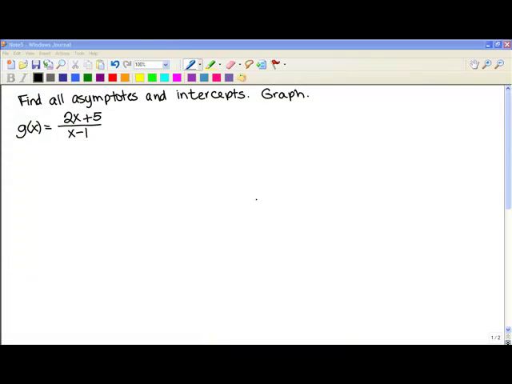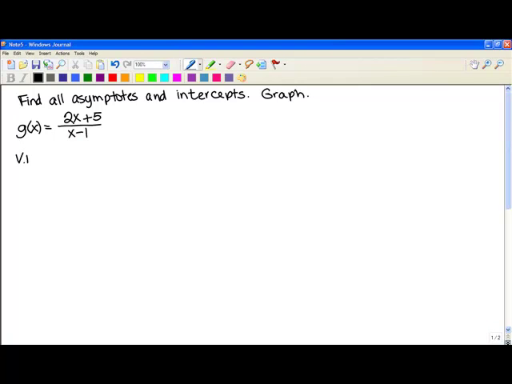In this video, we'll look at some examples to find all asymptotes and intercepts. We'll also graph the function. So our function is g of x equals 2x plus 5 divided by x minus 1.